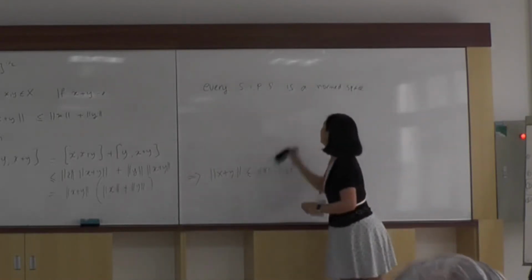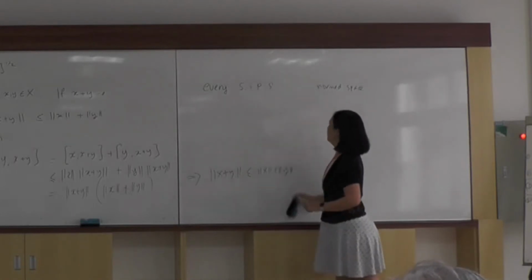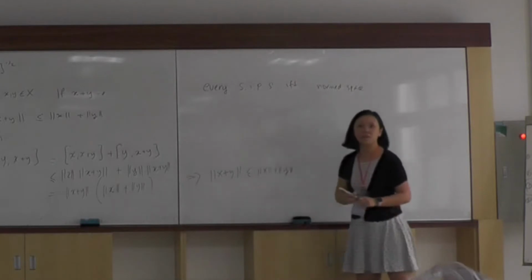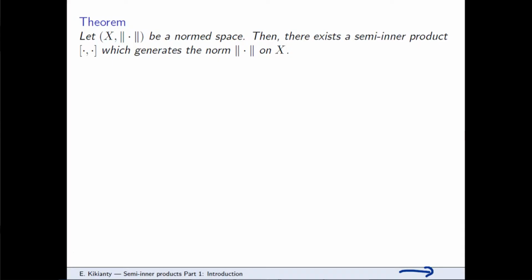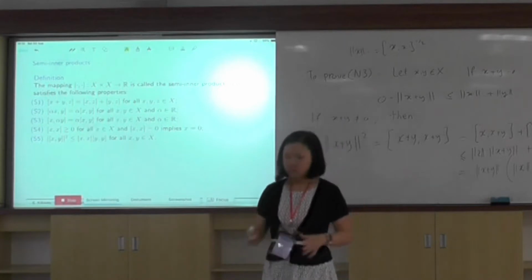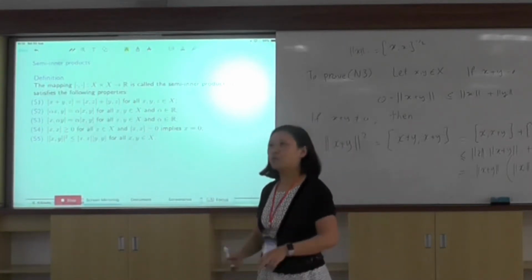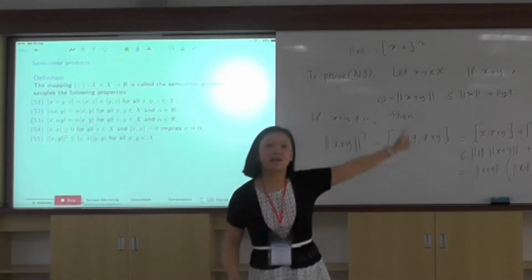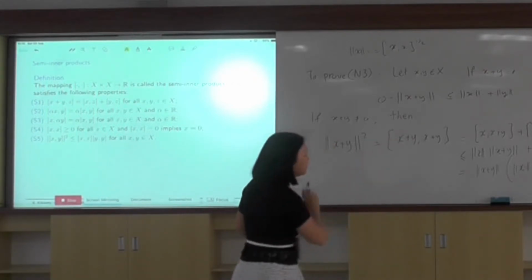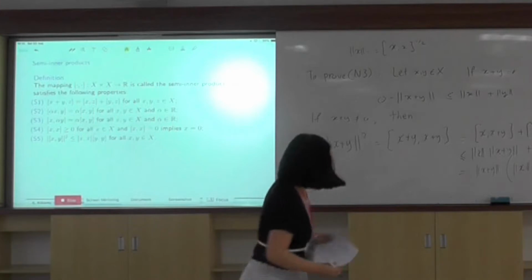Magically, I can change this to if and only if. So every norm space is also a semi-inner product space. Okay, so that's the nice part. Meaning, if I have just any norm space and I would like some sort of inner product, I can use semi-inner product. The proof for this one is a little bit more tricky, but it's okay. Let's go through it slowly.